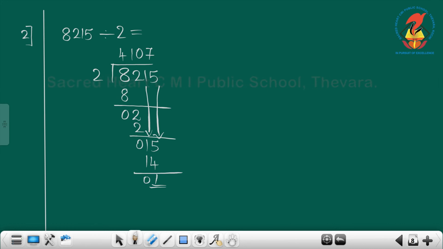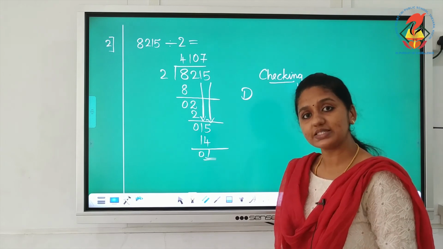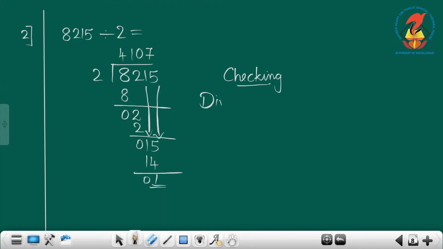Okay. We can check our answer. Is it correct or not? We can check. Okay. Checking. What is the equation? Yeah, dividend is equal to quotient into divisor plus remainder.